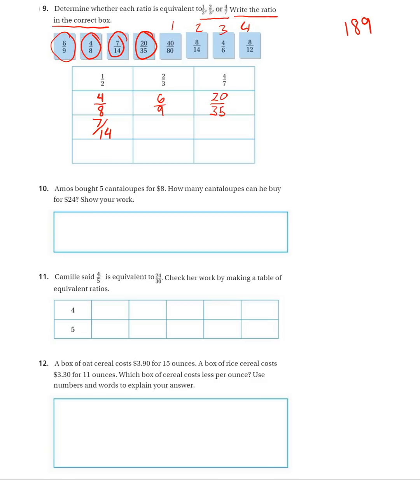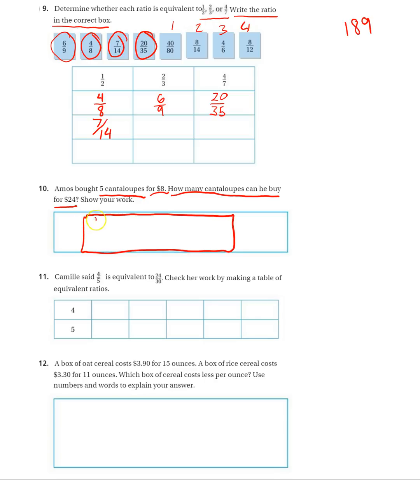Okay, number 10. Amos bought 5 cantaloupes for $8. How many cantaloupes can he buy for $24? Okay, well, for this one, I'm going to make a table. Again, a lot of different ways to solve this problem. I'm choosing to make a table.